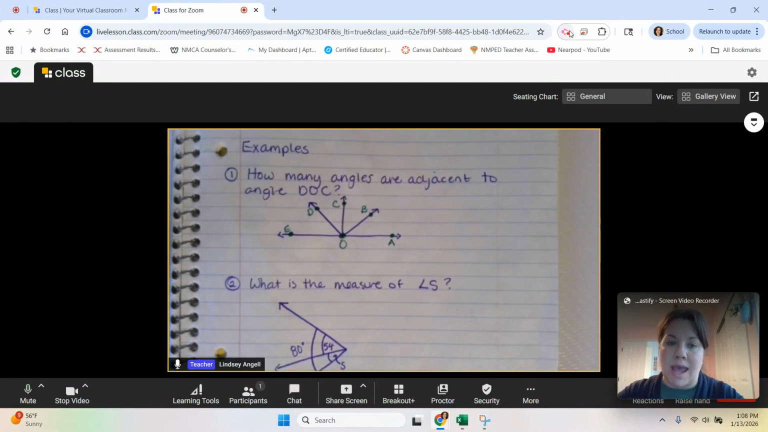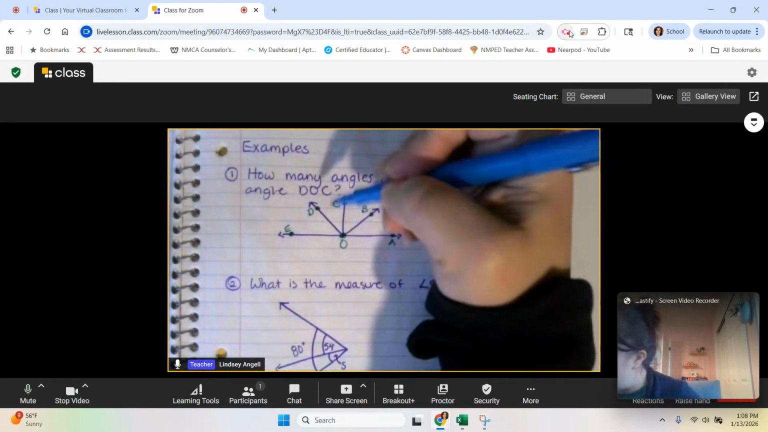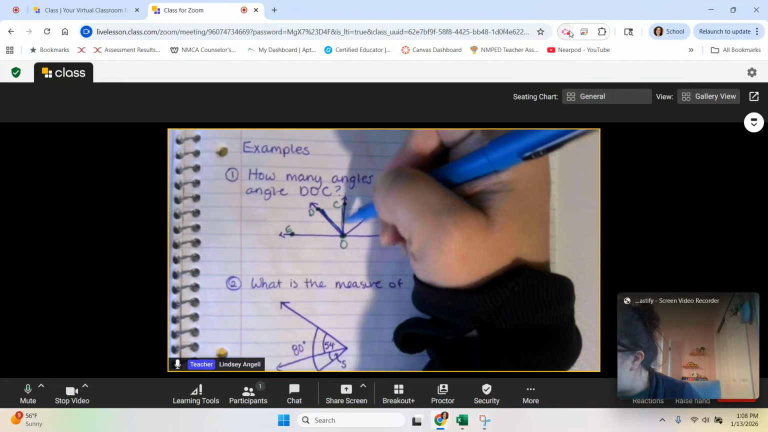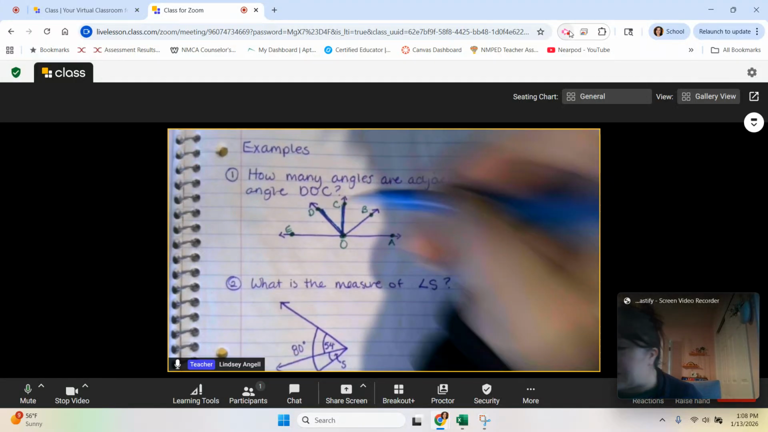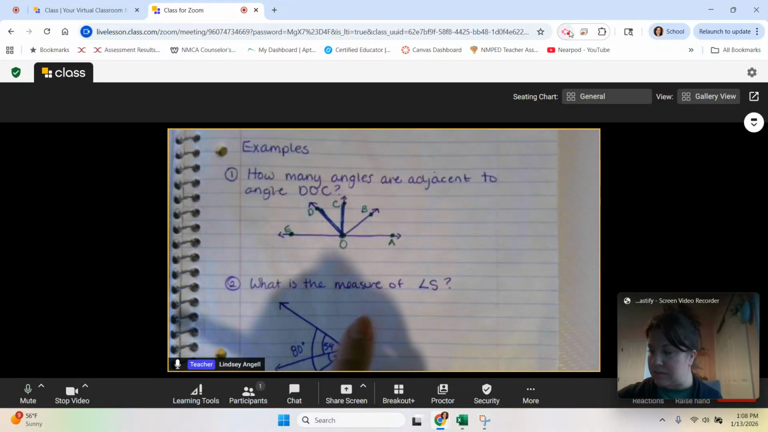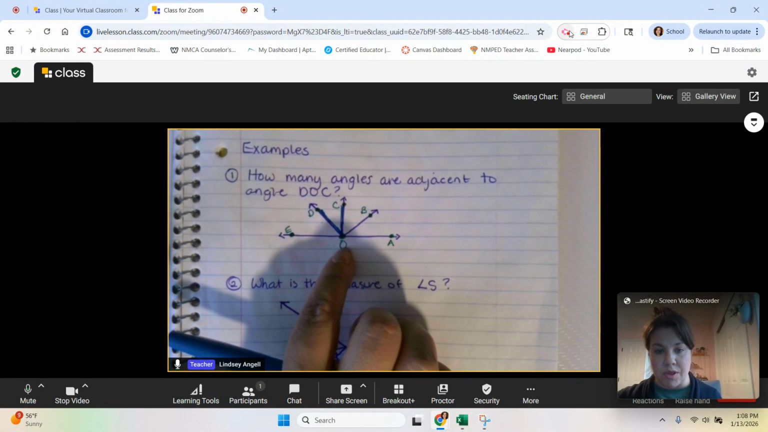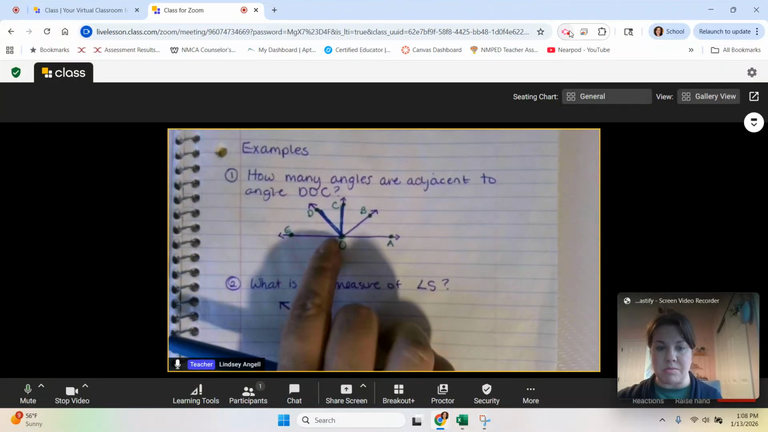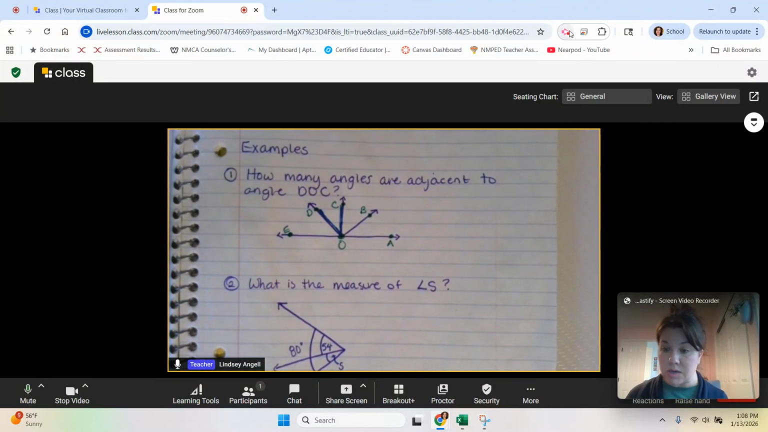Number one: how many angles are adjacent to DOC? First off, let's find angle DOC. That's this one here. That middle letter is always the vertex. When you're naming an angle, it's always the middle letter, so like DOC, the O is in the middle because it's the vertex. So that's DOC. And how many angles are adjacent to that angle?